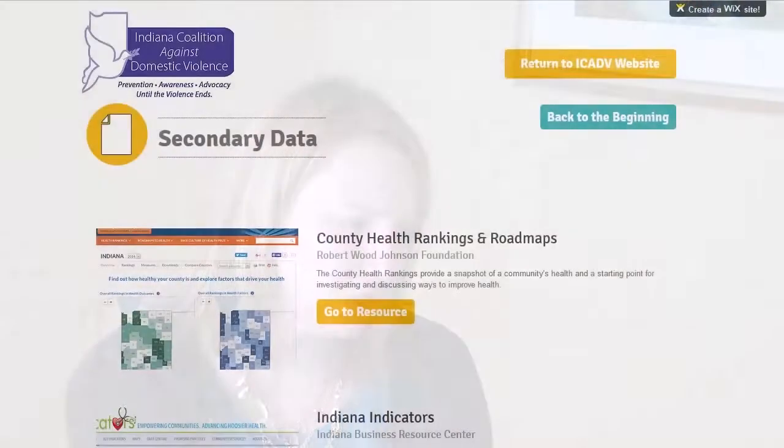So that's what we're talking about when we talk about secondary data. It's the quantitative, the numbers. About 10 of them on here that you can just scroll through and find. And these are all secondary databases that I found would be helpful to programs in Indiana specifically, but a lot of them also have national data as well. So like the County Health Rankings and Roadmaps.